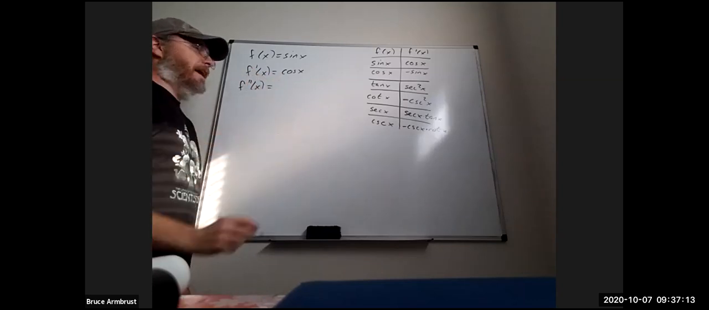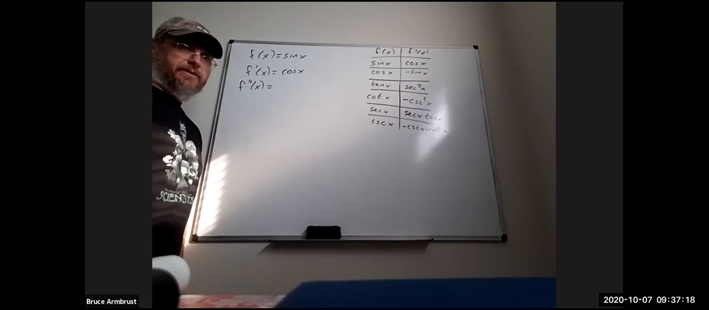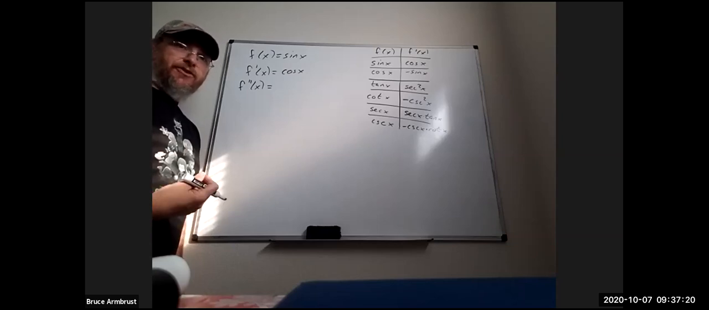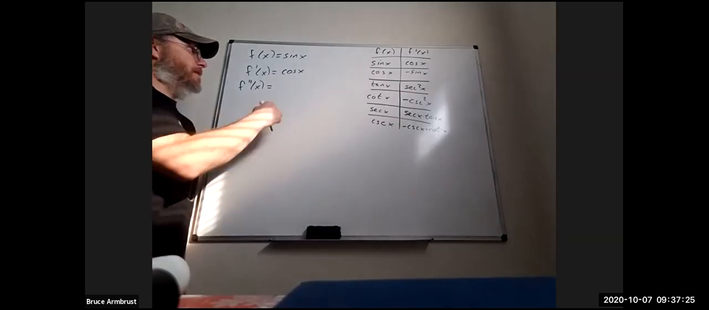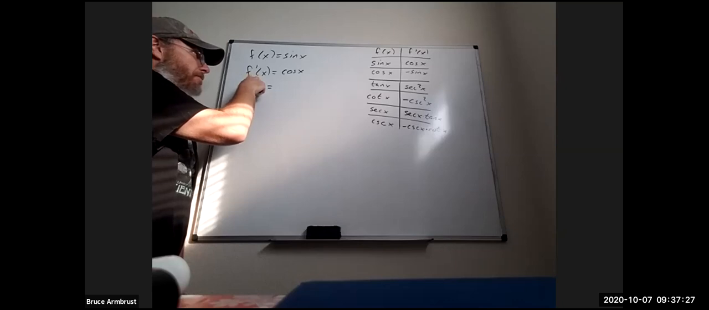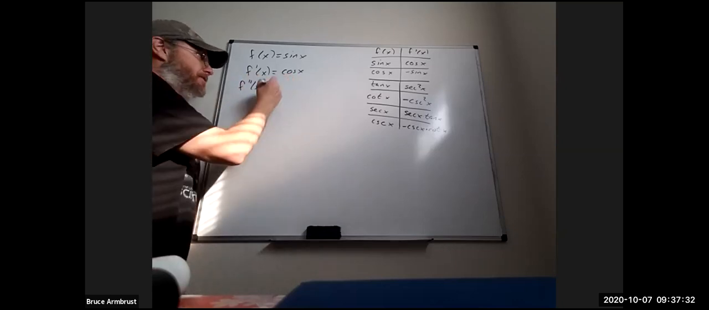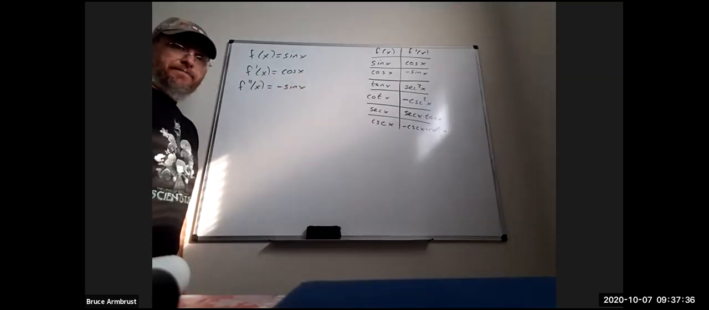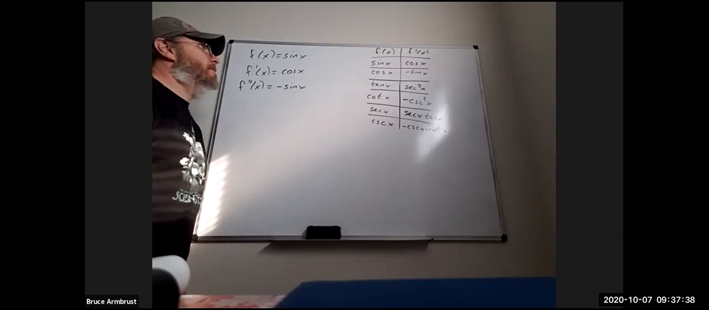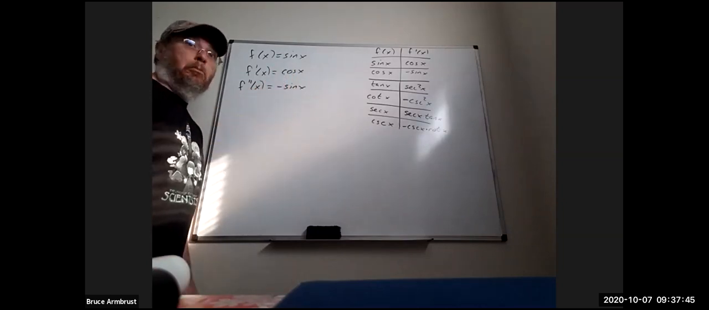So let's find the second derivative. So remember what second derivative means. That means take the derivative of the derivative. So we're going to differentiate f prime. Well, f prime was cosine, and so its derivative is negative sine. So this is kind of funky. Here's a function whose second derivative is just the opposite of it.